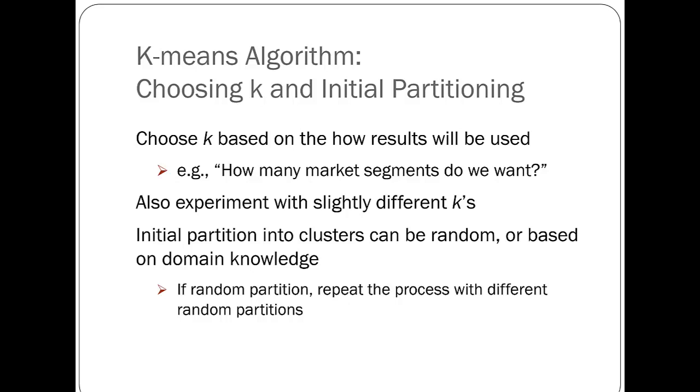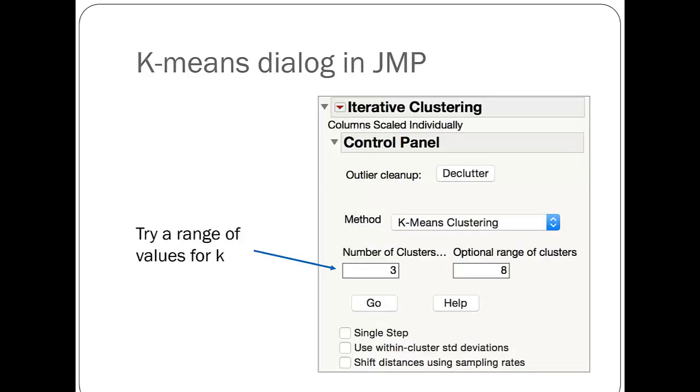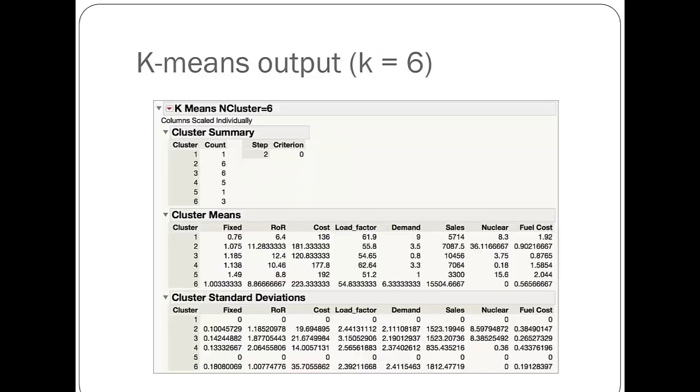But what we really want to do, or most often want to do, is let the data speak. We can look at the variation between and within the different clusters to be able to tell what the best number of clusters is for the data set. In JMP, we can specify a range of values that we want to try for k, and you would do that by saying number of clusters and optimal range of clusters. And then we can look at the output.